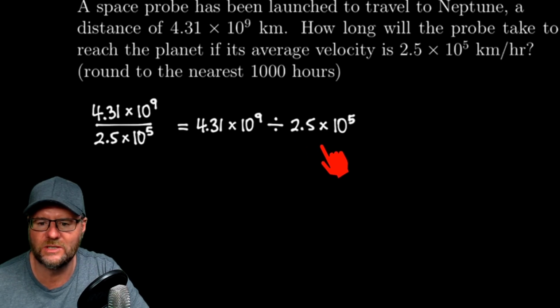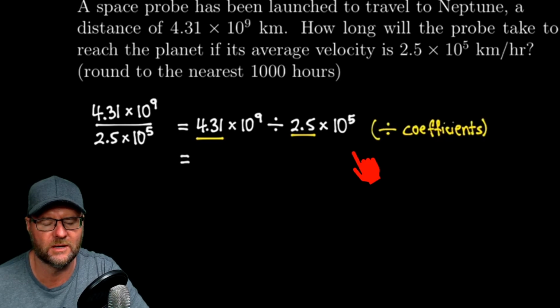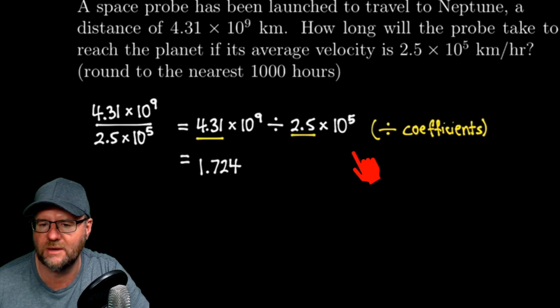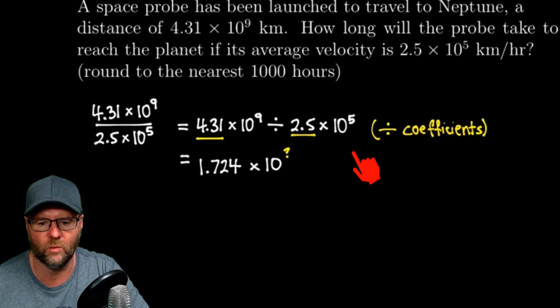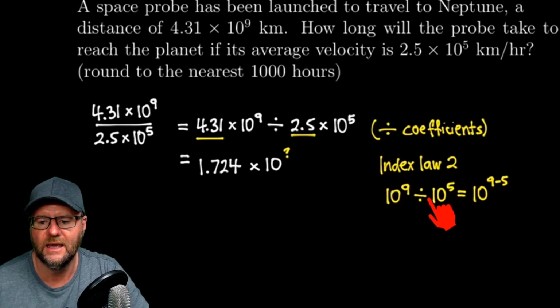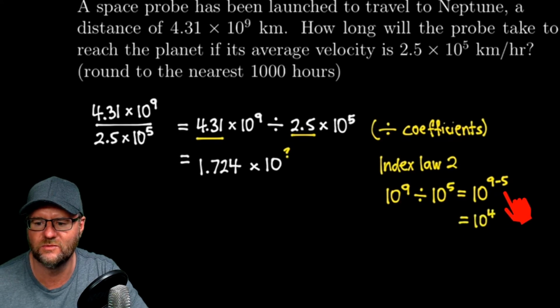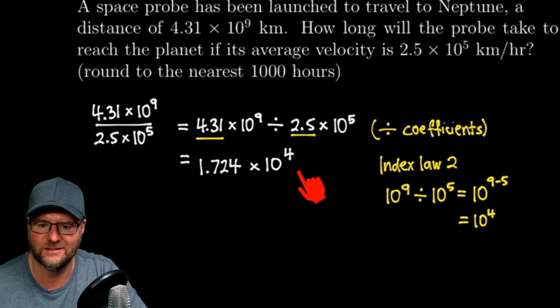Now, similar to what we just did, I'm going to readjust everything. But before I do, I'm going to divide the coefficients. So I'm going to do the 4.31, and I'm going to divide that by 2.5. And when I do that in my calculator, I get this. Now, what am I left with? 10 to the power of what? Well, I've got 10 to the 9 divided by 10 to the 5, looking at my question here. And index law 2 tells me that when I divide things that have the same base, I subtract the indexes. So my result will be times 10 to the 4.